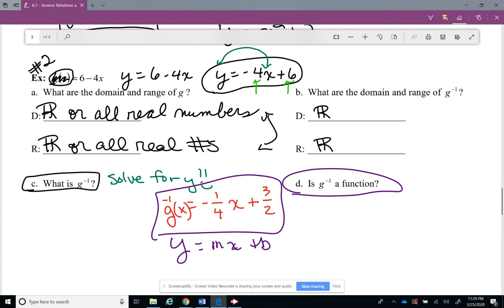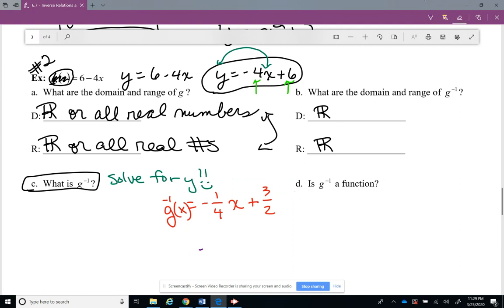Okay, it is. It's slope-intercept form. So it's a line. Well, are lines functions? Yep, as long as it's not a vertical line, and that's not a vertical line. Okay, so is g of negative 1 a function? Yes. And we're going to say each x has exactly 1 y. And if you wanted to prove it, you could graph it and you would see.